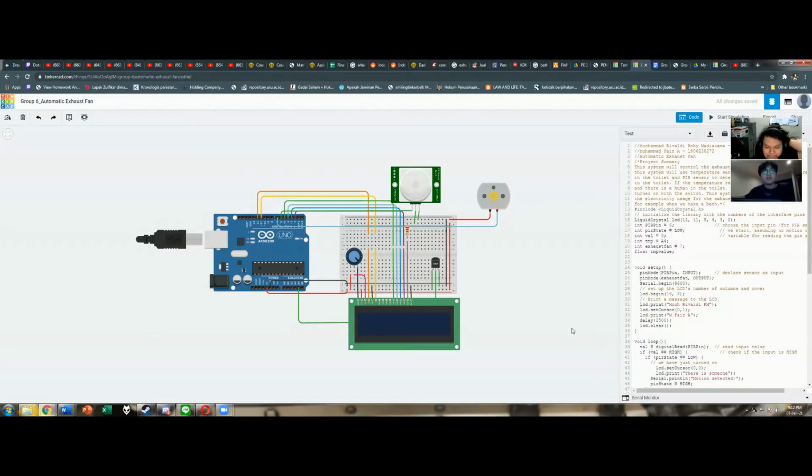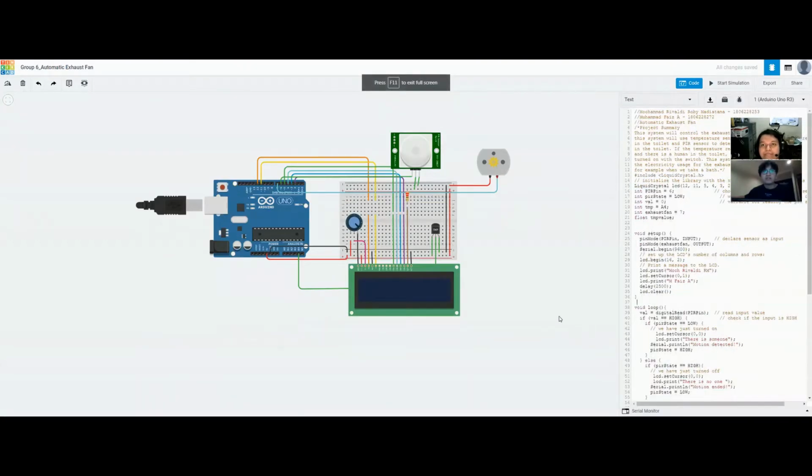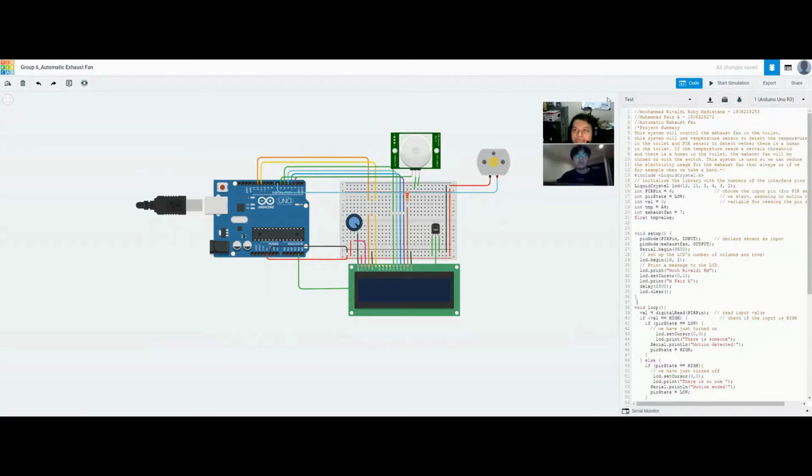And today we are going to present to you about our project called Automatic Exhaust Fan. My role in this job description is circuit constructor, and my friend is a programmer and project report. So let me tell you what it is about.